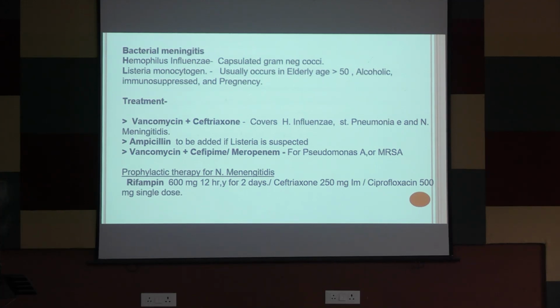The prophylactic therapy is rifampin, 600 milligram given 12 hourly, or alternatively you can use ceftriaxone, or ciprofloxacin 500. These are the prophylactic therapy for Neisseria meningitis. So Neisseria meningitis is an important catch question, so prepare it like this for your theory.